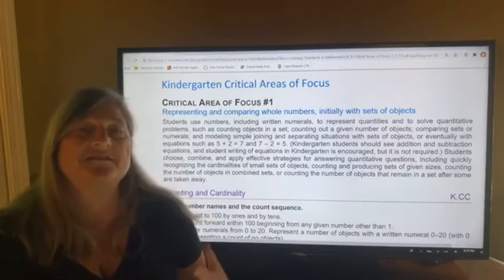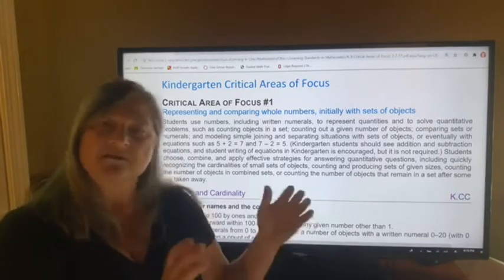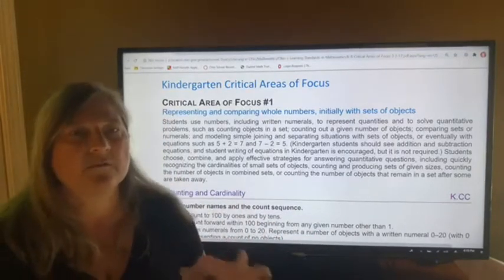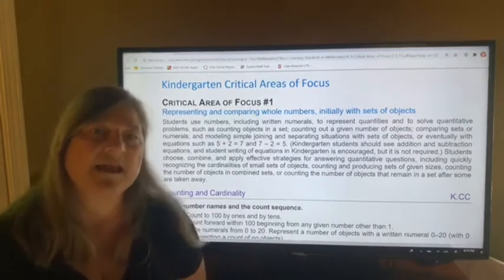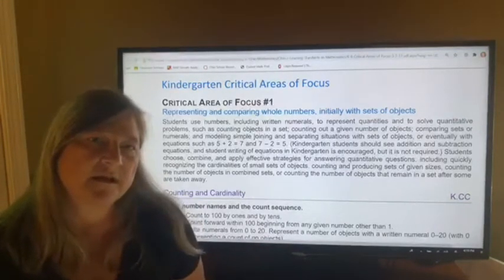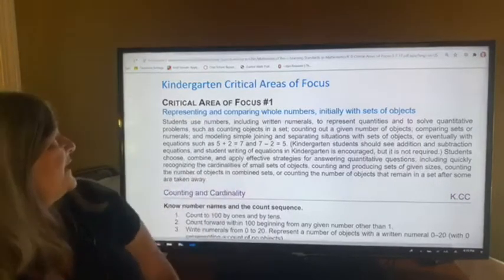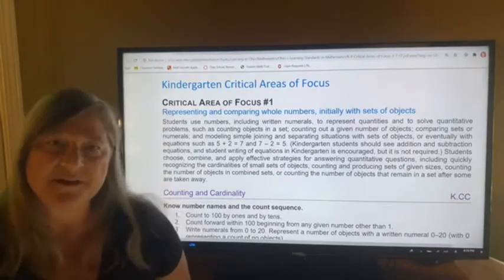The purpose is to make sure that if you have a kindergartner last year and they're moving into first grade for this next year, these are the ideas that we want to make sure every kindergartner going into first grade has at least some foundational understanding on. So the first one is comparing and representing whole numbers, which makes sense.